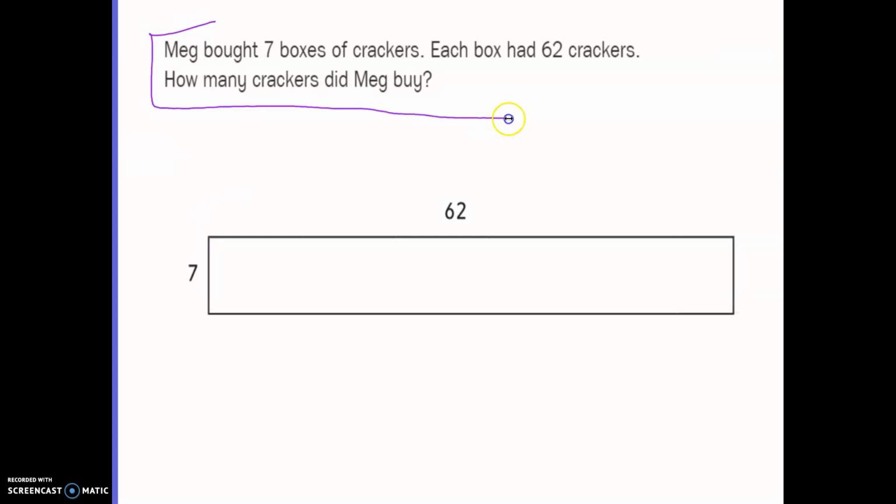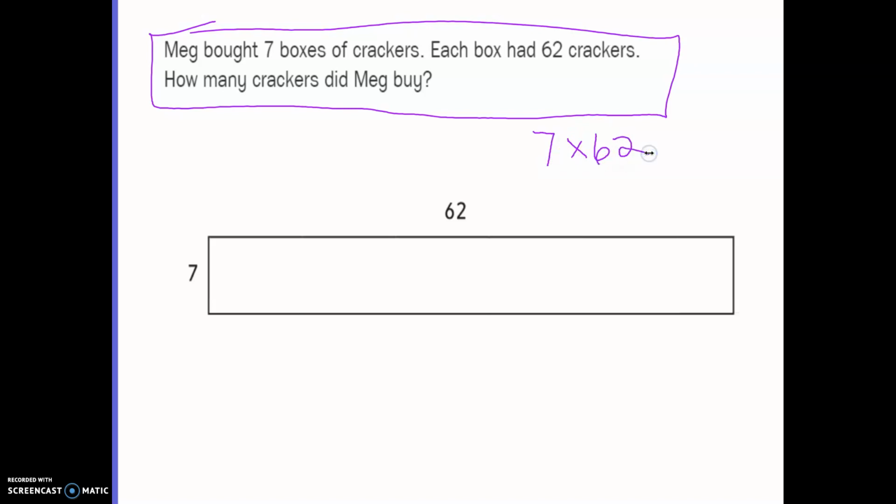Meg bought 7 boxes of crackers, and each box had 62 crackers. How many crackers did Meg buy? Well, the number model that would go with that is 7 times 62. Well, holy macaroni and cheese, I don't think I can multiply 7 times 62. That's kind of a big problem. But I know that I can partition that 62 into 2 numbers that I can multiply by.